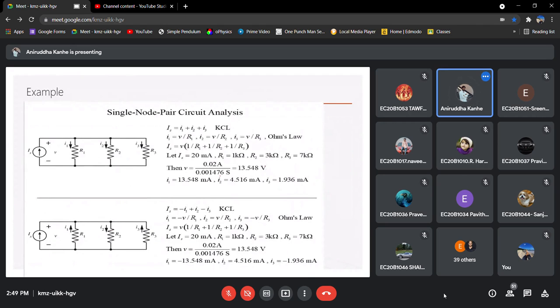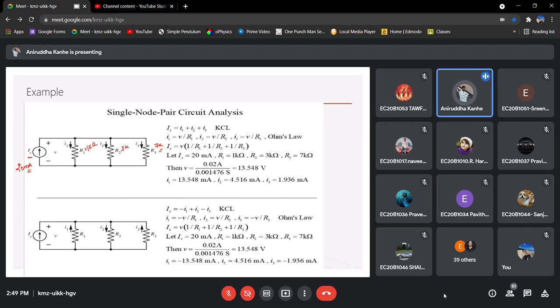We'll come to some circuit examples. Again, this is a very simple one where we are not going to use any specific nodal analysis. This gives just the basics of nodal analysis. So, a single node pair circuit. We have one current source here, let us assume it is 20 milliamps. The resistance R1 is 1 kilo ohm, R2 is 3 kilo ohm, and R3 is 7 kilo ohm.